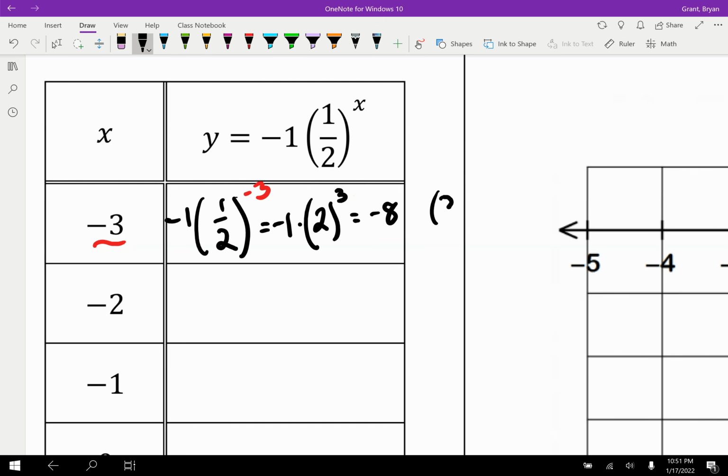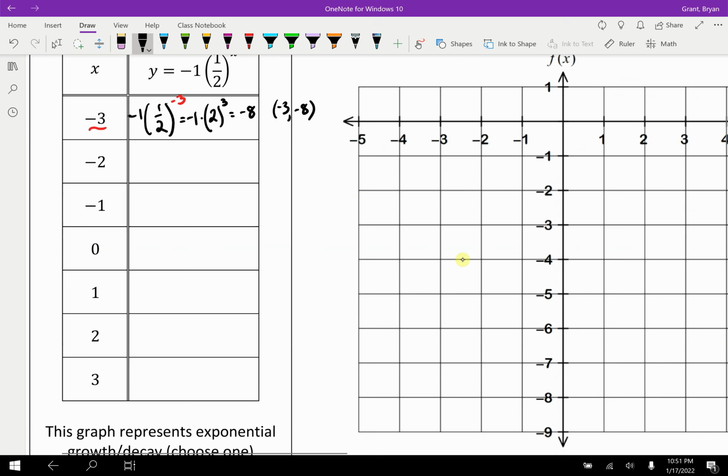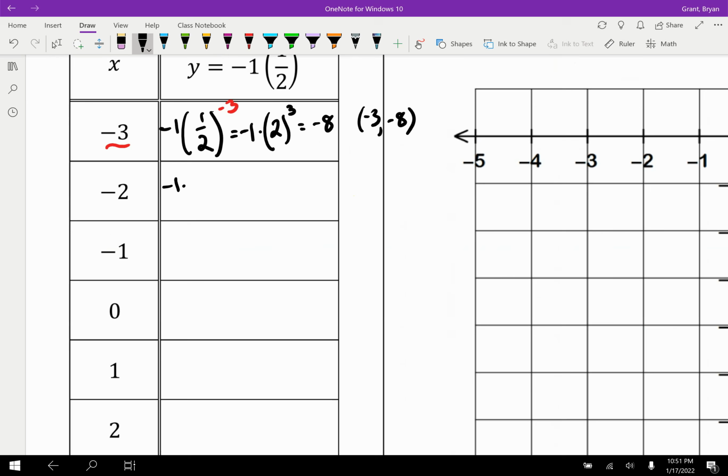So this is the point negative 3, comma, negative 8. Putting this on my graph, negative 3, comma, negative 8 is right here. Alright, a few more. Negative 1 times 1/2 to the negative second means negative 1 times 2 to the second, which will give us negative 4.